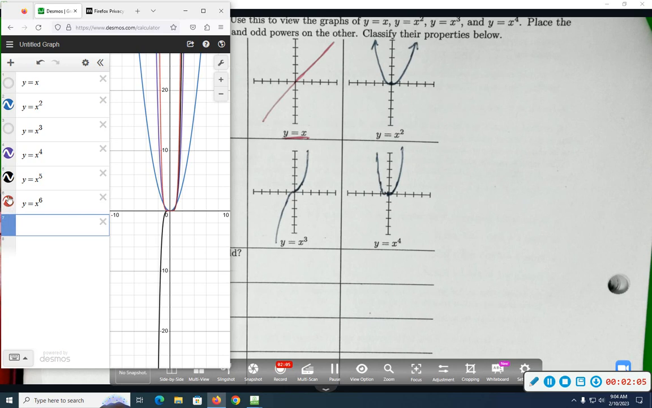Maybe let's put the remaining ones down. So, let's just think about this for a second. Let's classify these, but just by looking at the graphs. Are these even or odd functions? Y equals x, even or odd or neither? Or both? Odd. It's symmetrical over the origin. X cubed. Even, odd, neither?